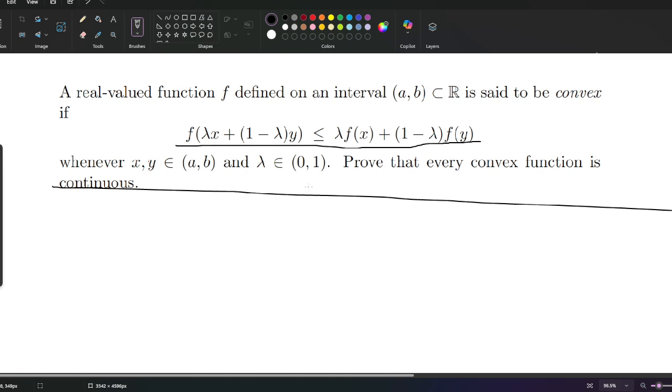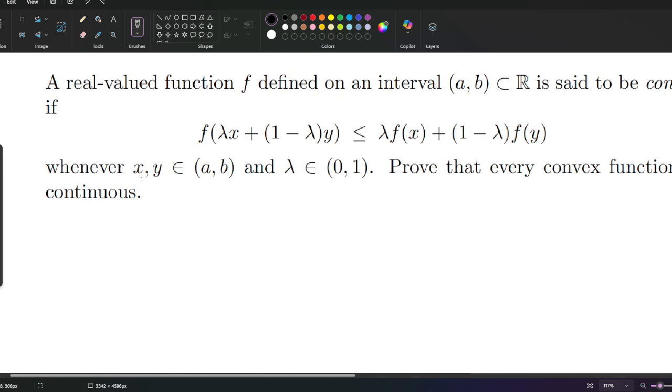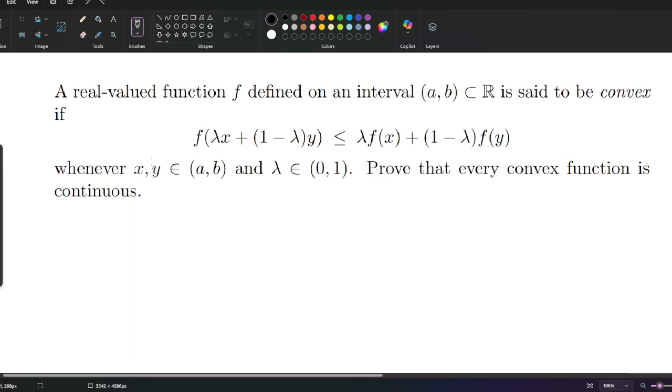I think it's a very interesting problem. I grabbed it from a Harvard qualifying exam. I think it was from 2007. It was the second problem. So let's begin with actually solving it.